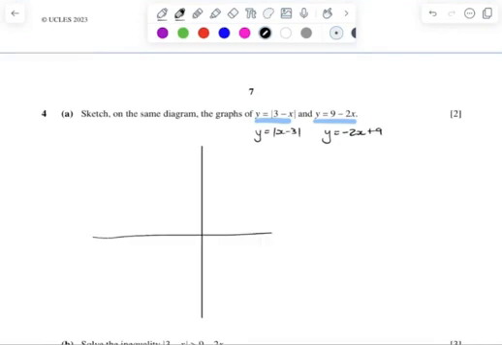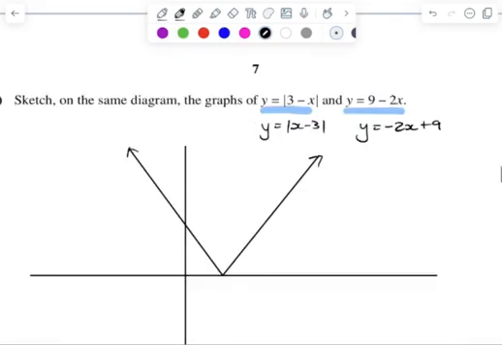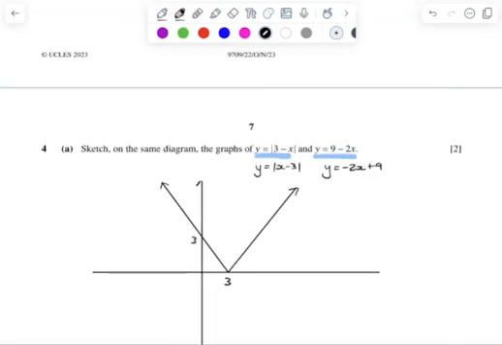If you were to draw this, we know this has been shifted 3 units to the right. It's a normal V shape, so it has a gradient of 1. That's quite nice. So that's 3, and it's also going to go through 3 on that side. And then our straight line needs to pass through 9. So I might just extend this a little bit.